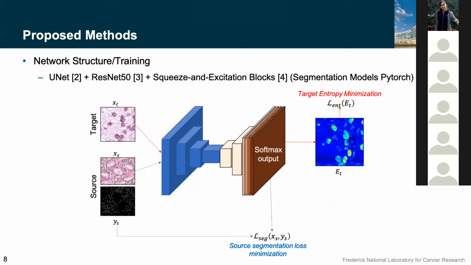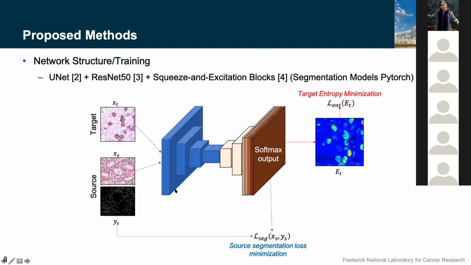So this is our proposed network. We use a single network. As a backbone, we utilize UNet, and for the encoder, we utilize ResNet 50 layers, which includes squeeze and excitation blocks. We didn't implement this network from the bottom; we utilized Segmentation Models PyTorch. We utilize PyTorch as our training platform.